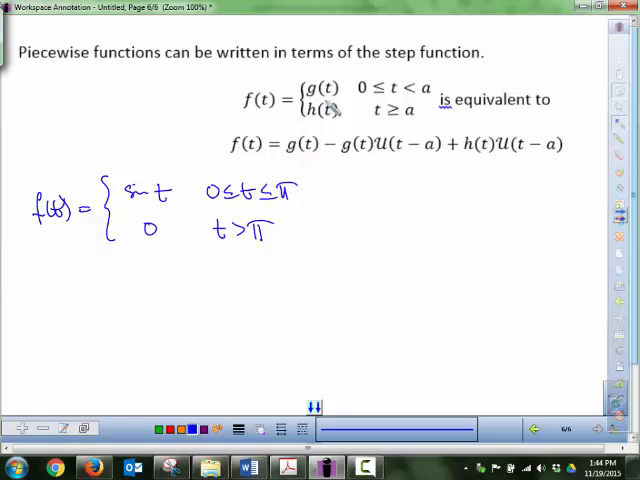So the function becomes the first function from 0 to whatever, minus that function times the u of t, and then plus the second function. So you kind of start by turning it on with the first function, and then you turn it off, you switch everything off, so you subtract that function off at a particular point, at a particular time, a. And then now you turn it on with another function called h.